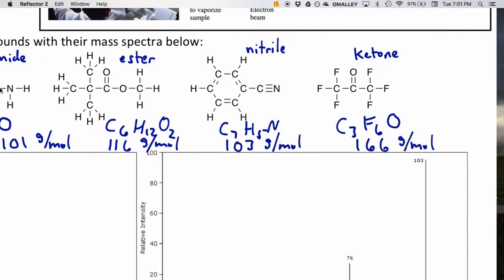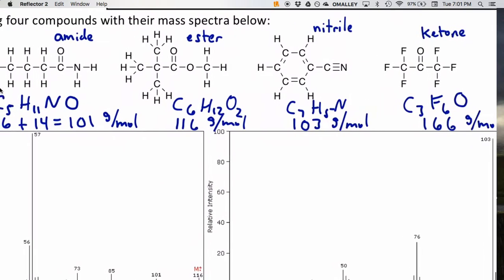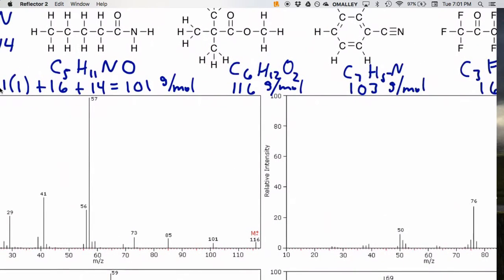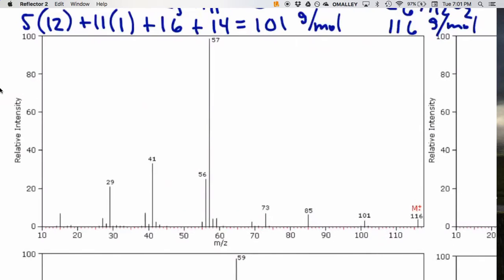Now, to identify which one of these molecules goes with which spectrum, it's very easy, because all you have to do is look at the spectrum and find the peak all the way to the right. The peak all the way to the right is called the molecular ion peak.